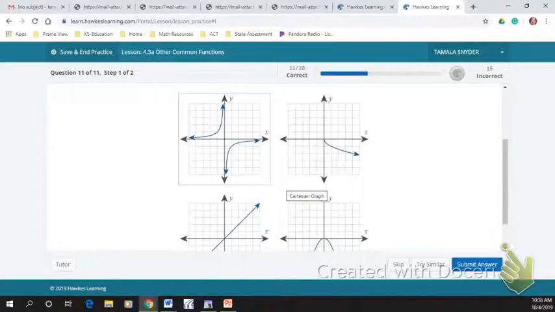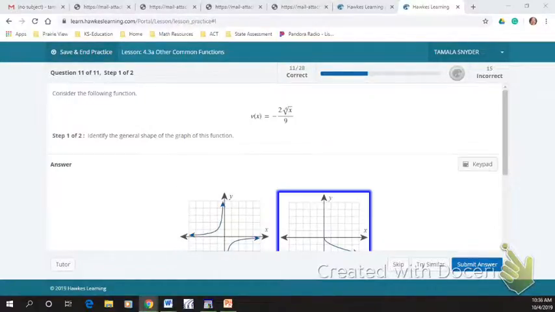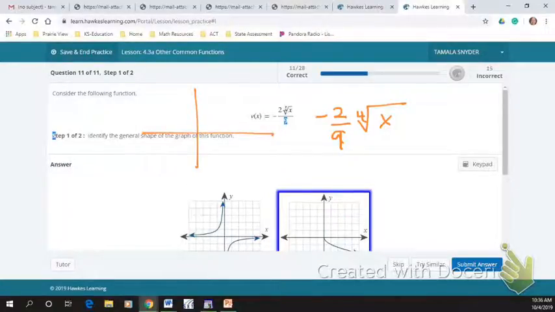The function is V of x equals -2/9 times the fourth root of x. So we have an x-axis reflection, a compression, and a fourth root. That's the square root function on your sheet. Any even-numbered root looks like this. So for your graph, you can just say, hey, it shoots under the water. It's a negative square root function.